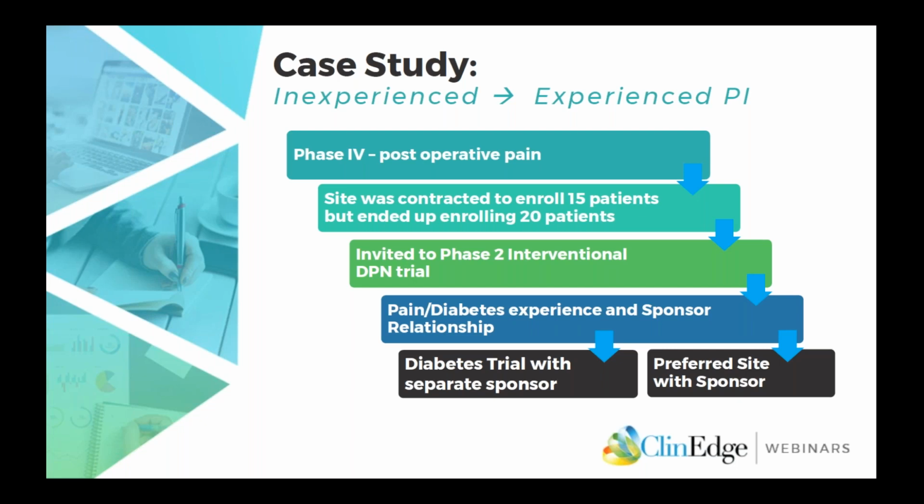And one thing to think about is the phase 4 studies, the observational studies. Those tend to be a little bit easier to secure, but it allows you to build your CV and these relationships with sponsors and CROs, particularly with the research naive PI.